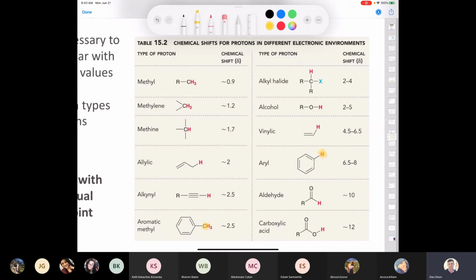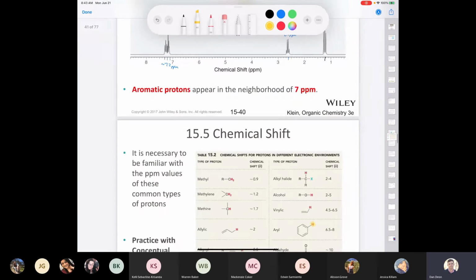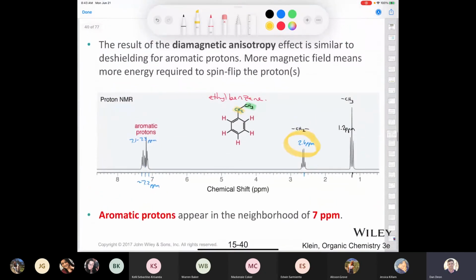Aromatic methyl, right, just like the aromatic methylene that we saw on the previous slide. What was its chemical shift? Let's go back. It was what? 2.6.